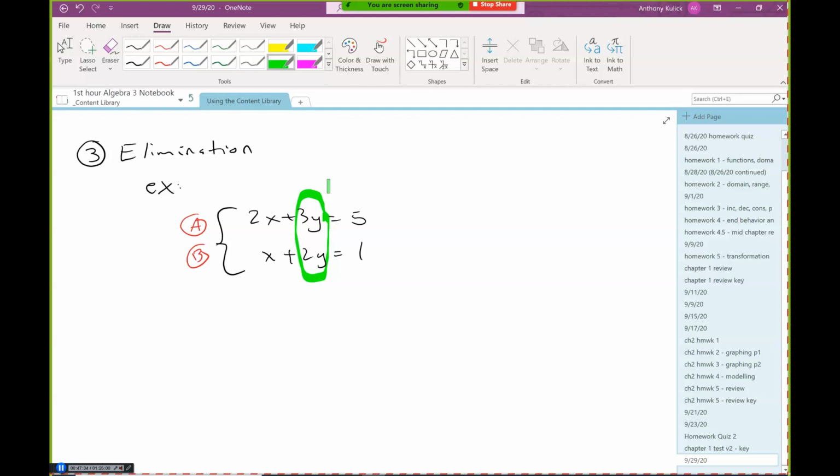So let's look at 2 and 3. What number does both 2 and 3 go into? What's any number that both 2 and 3 go into? 6. So let's try to turn one of them into 6 and the other into negative 6. Okay with that plan? So I could multiply equation A by positive 2. That'll give me 6y. And multiply equation B by negative 3. That'll give me negative 6y. So that when I add them together, the y's will cancel out. Either of those two approaches is fine. It does not matter. Let's choose to do the first one.